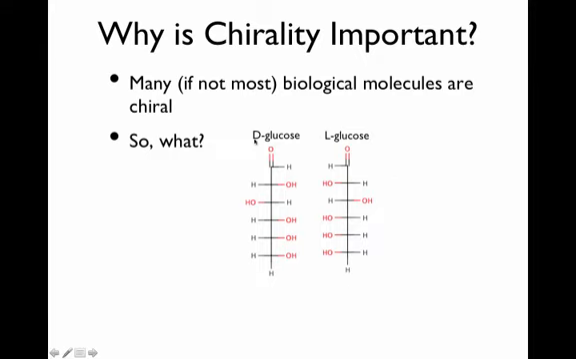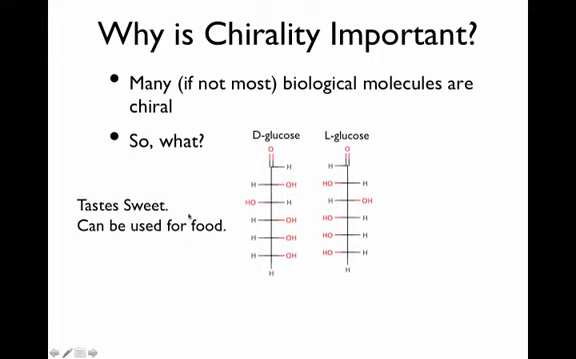You don't need to know what the D and the L stand for, but hopefully you can see that they are mirror images of each other. If you put a mirror down the middle here, the reflection of D-glucose would make L-glucose, and vice versa. If you put a mirror down the middle, the reflection of L-glucose would make D-glucose. These molecules, even though they are very similar looking to each other, they're not the same thing.